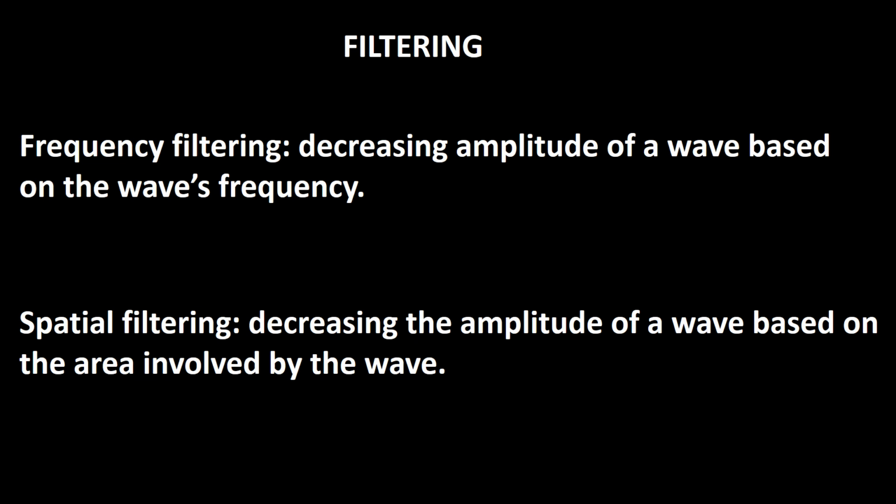A different type of filter, a function of distance and position of the electrodes in relation to each other, is spatial filtering. In spatial filters, the amplitude of a wave is reduced more or less according to the area that generates the potential.